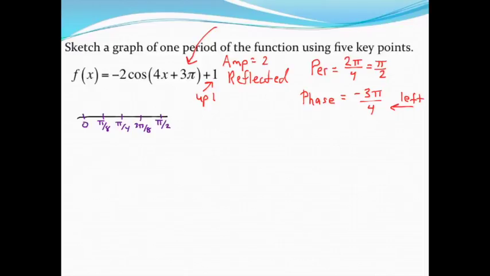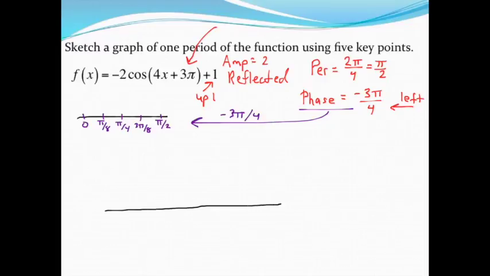But remember, I've phase shifted or horizontally shifted these points negative 3 pi over 4 to the left. So what I need to do is take all 5 of those values and subtract 3/4 pi from each one to get my new graph. To do that, I would recommend just using a calculator, especially if you don't want to have to worry about all those common denominators for the fractions. The first one's easy though. Of course, 0 minus 3 pi over 4 is just going to be negative 3 pi over 4.